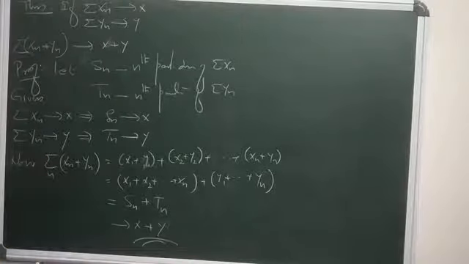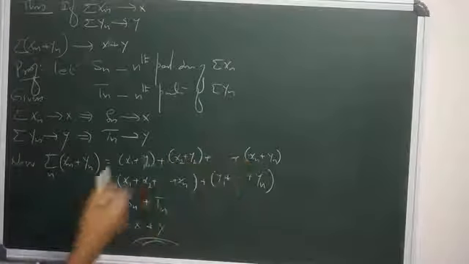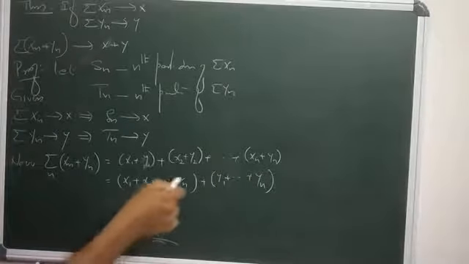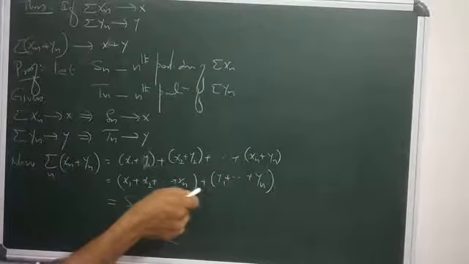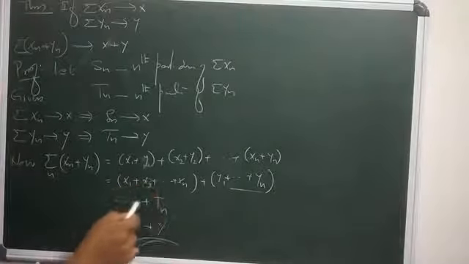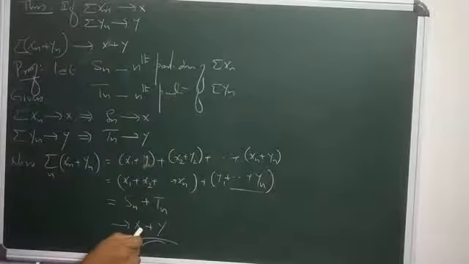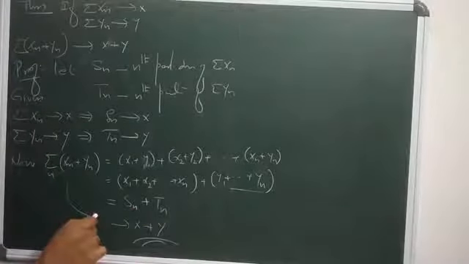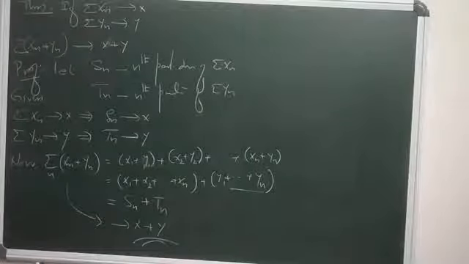Now, consider sigma with respect to n, xn plus yn. That is x1 plus y1 plus x2 plus y2 and so on. You can associate this one in this way. So finally, the first bracket is nothing but Sn. Why? Because it is the sum of the first n terms in sigma xn. And the second bracket consists of the sum of the first n terms in sigma yn. So this is Sn, this is Tn. But we know that Sn converges to x and Tn converges to y. So Sn plus Tn converges to x plus y. So finally, sigma with respect to n, xn plus yn converges to x plus y. So this is the proof of that result.